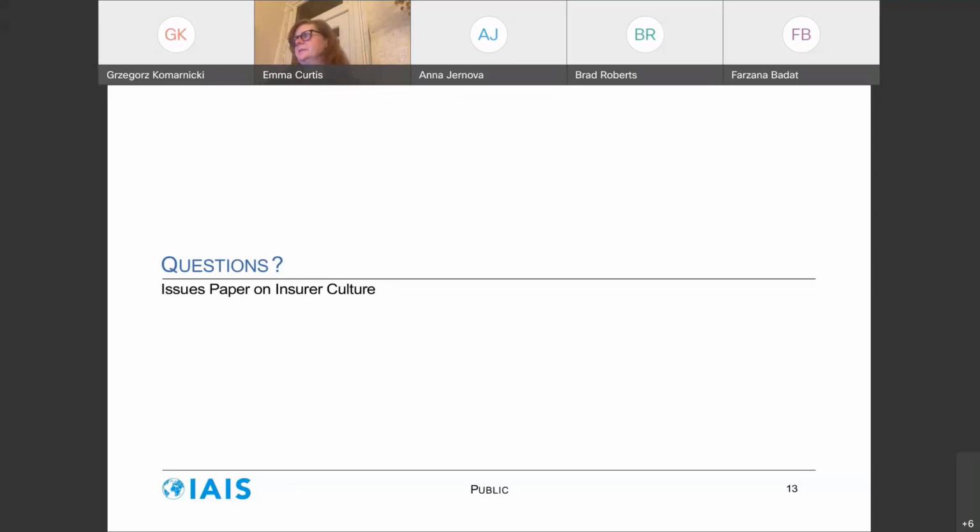I guess I was just going to be a bit simplistic and say it's almost as though culture is the why and conduct is the what. So conduct is what you see. It's the behaviour which can lead to consumer outcomes and consequently to prudential outcomes. And culture, I suppose, is some of the drivers underlying those outcomes, which is why it's interesting to unpack some of those drivers.